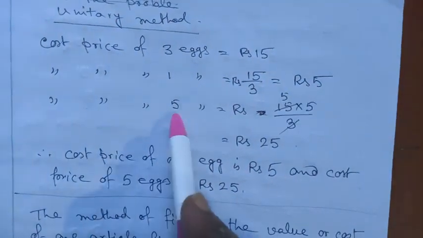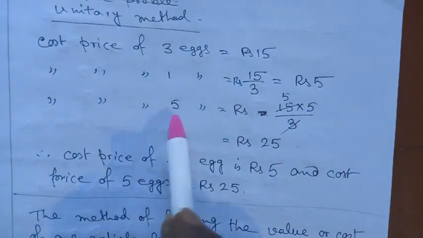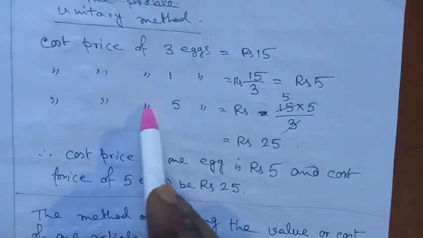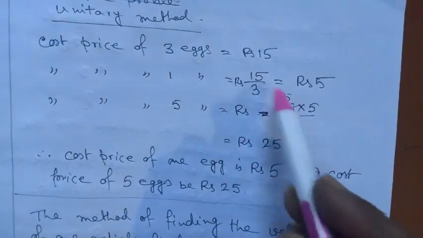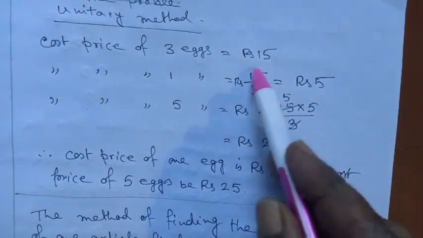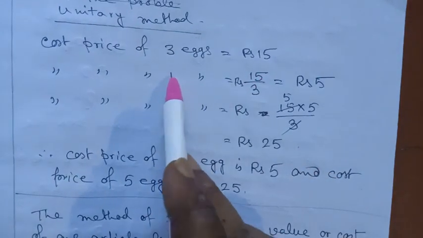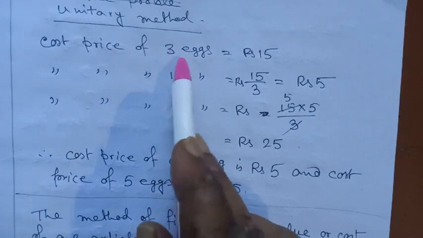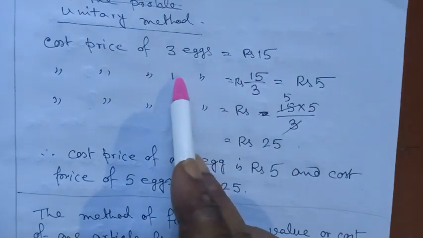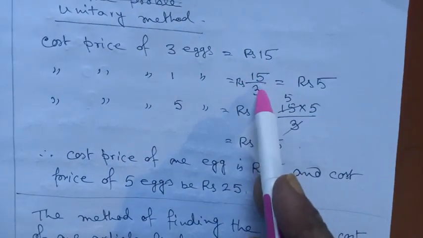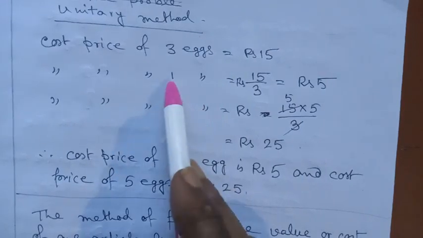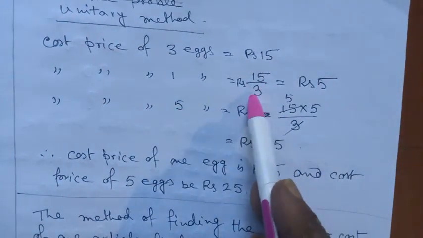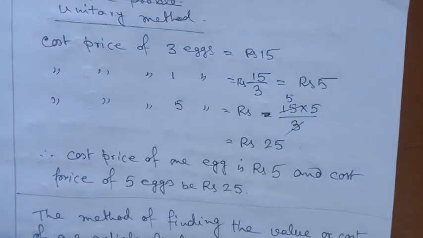Now cost price of 5 eggs. Here we write cost price of 5 eggs is rupees 15 by 3, already present. Now compare with this. First compare these two. 3 eggs rupees 15, so 1 egg must be less than 15. So 15 by 3. So now 5 eggs: 1 egg is 15 by 3, so 5 eggs must be greater than 15 by 3 obviously. So it will be how much?